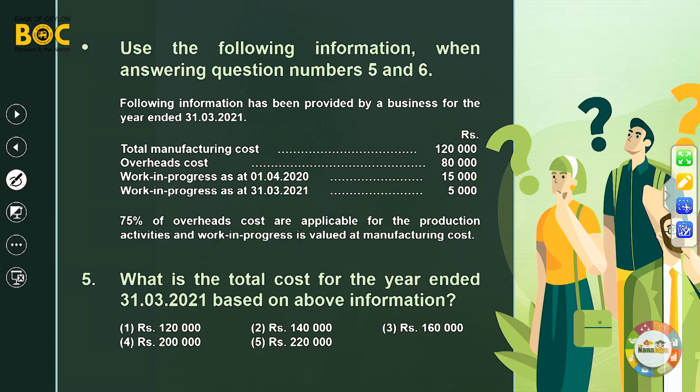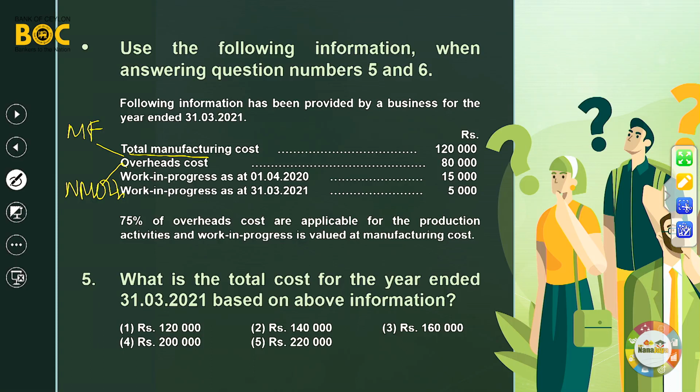Total manufacturing cost. Overhead cost is equal to total product manufacturing cost. When it says overhead, it includes two elements: the manufacturing or production overhead, and non-manufacturing overheads. What are the examples of non-manufacturing overheads? Administration, distribution, finance and others.